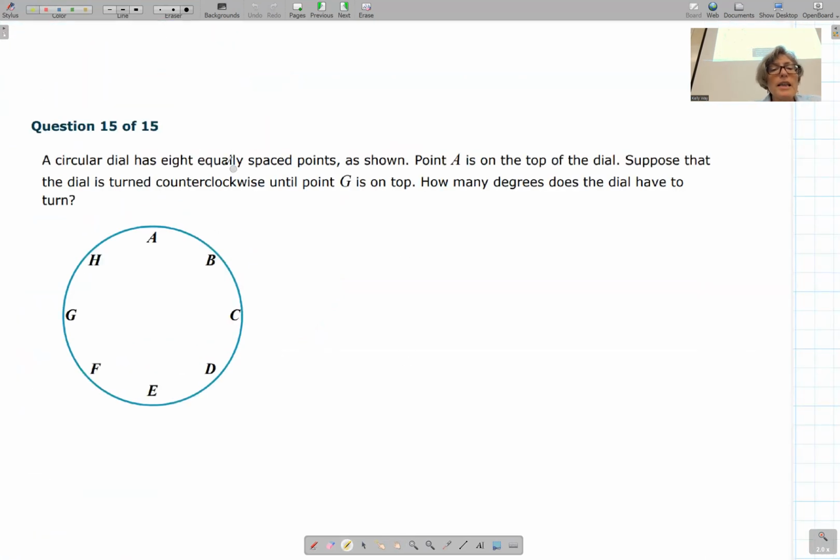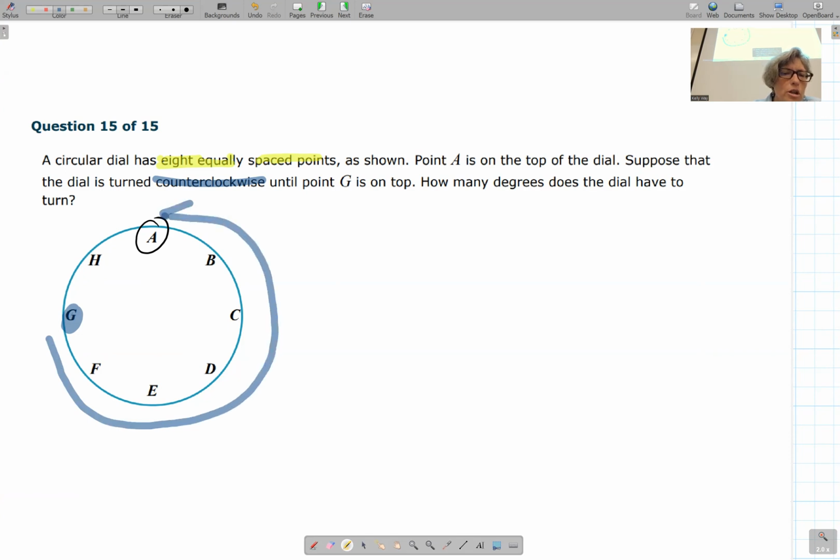A circular dial has 8 equally spaced points. Point A is at the top of the dial. Suppose that the dial is turned counterclockwise. Careful with those directions, your instinct is to go clockwise here. So make sure you read the instructions: counterclockwise. Okay, so that G is at the top. So we're taking G and we're going counterclockwise, which means this direction.